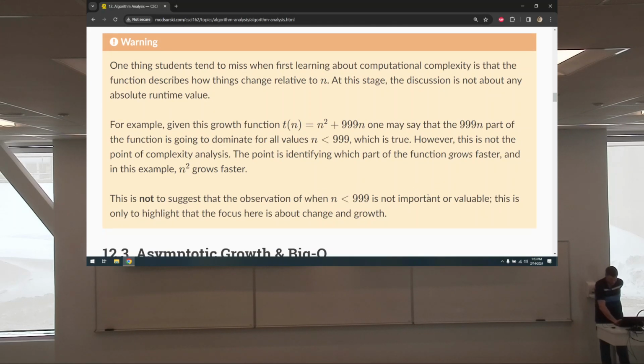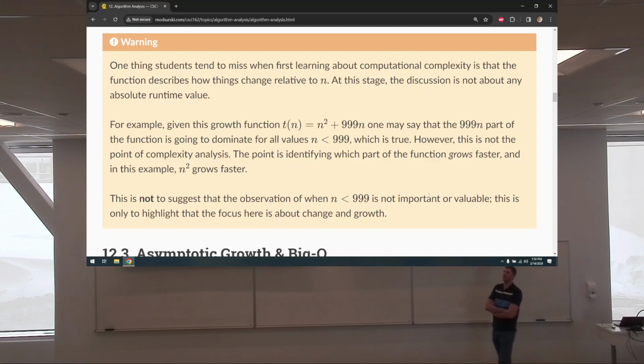Whenever there's a warning, usually it's good to read it. I'll just read it. One thing students tend to miss when first learning about computational complexity is that the function describes how things change relative to n. I've been ranting about this for a while. At this stage, the discussion is not about any absolute runtime value. For example, given the growth function n squared plus 999n, one may say that the 999n part of the function is going to dominate all values, but no one cares about that because it's all about as n grows. What's going to dominate? The n squared part will always eventually dominate.